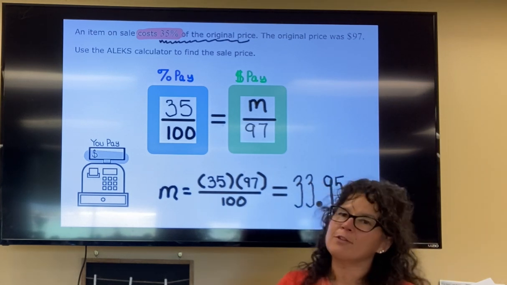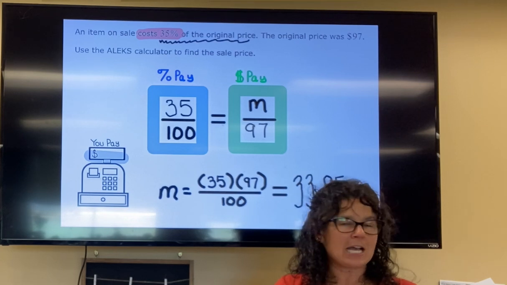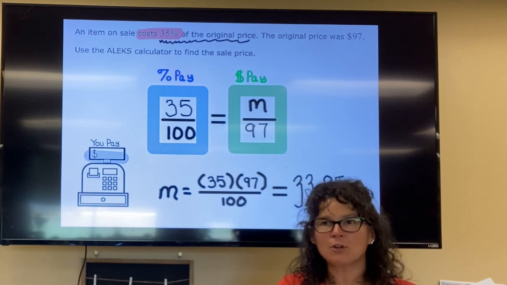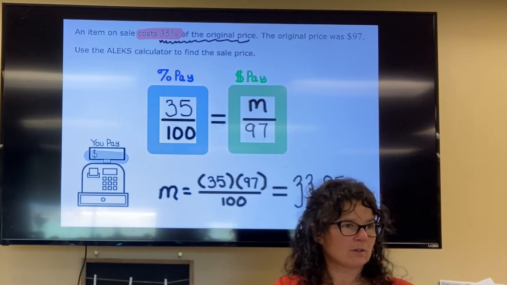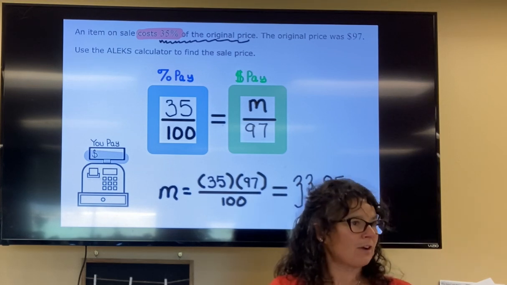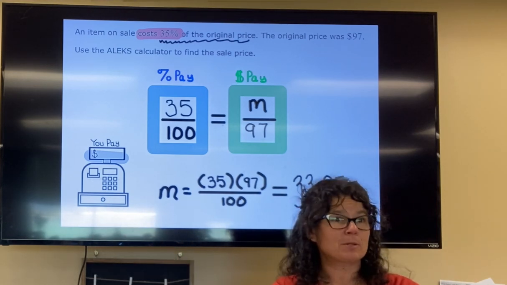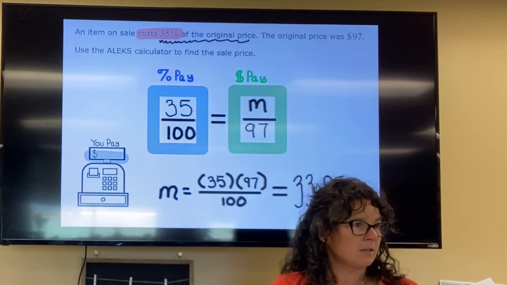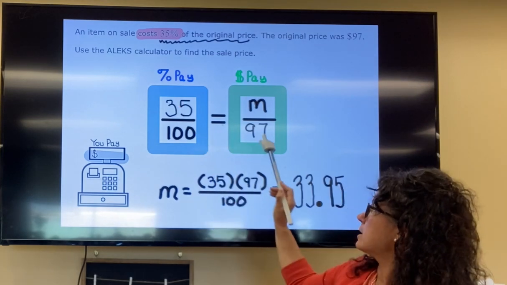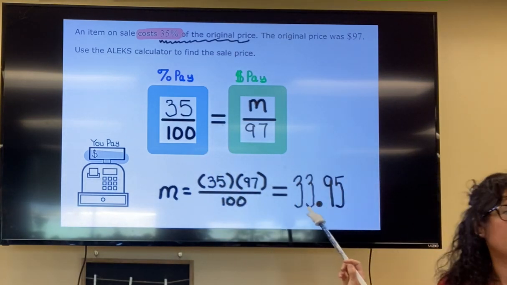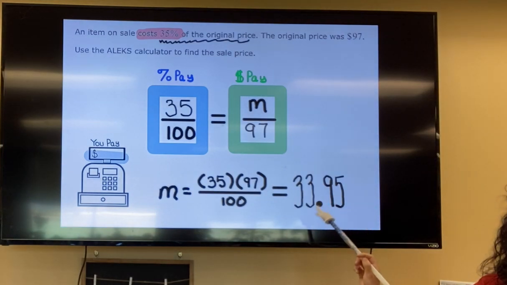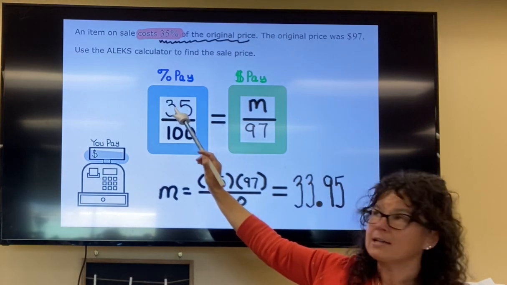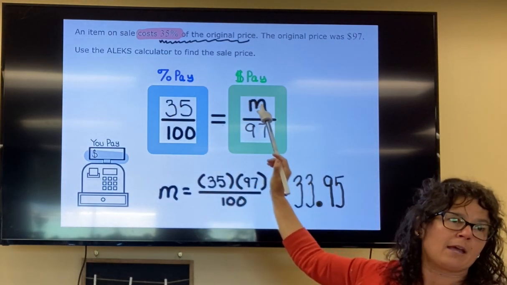So if I'm paying 35%, what discount are they telling me that I got? 65%. So if they would have said, we get 65% off, that's the same thing as them telling me I'm paying 35%. Okay, so I'm gonna go with the 35, cross multiply, then divide, and I get $33.95. But this is how much money I'm gonna pay for the item because the percent was the percent I pay. So this will be the money that I pay.